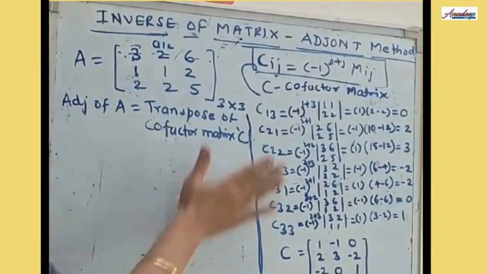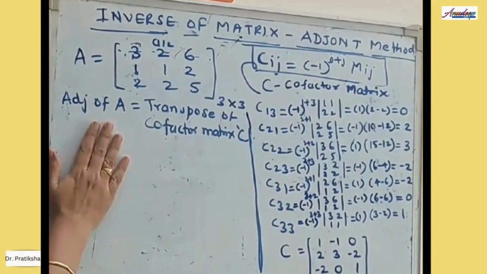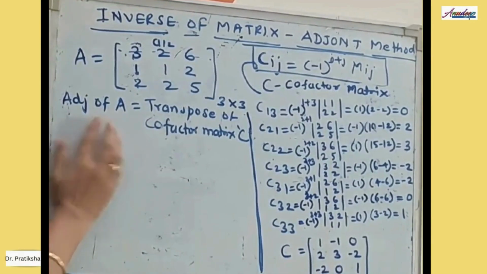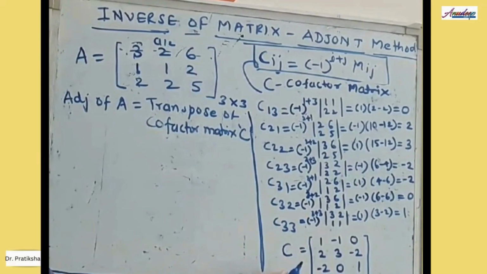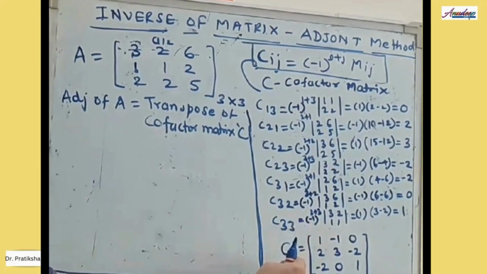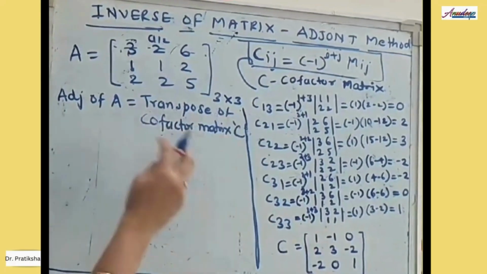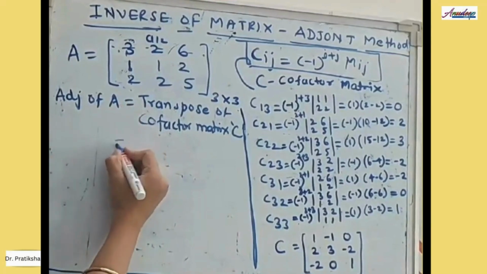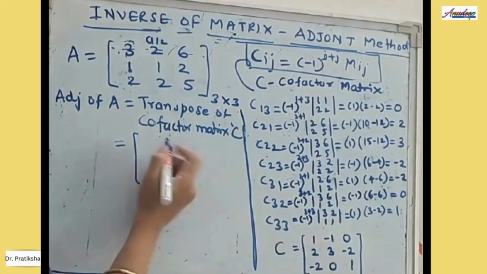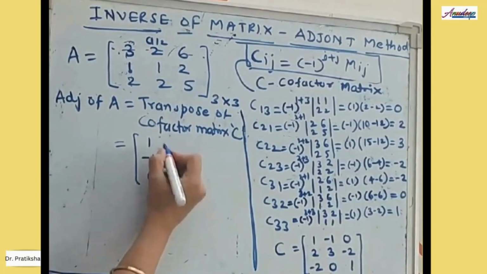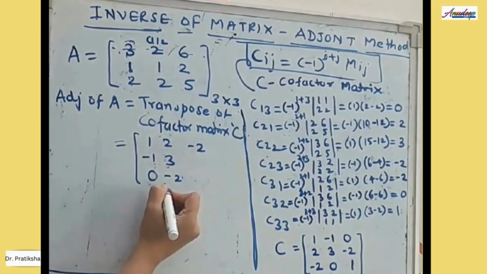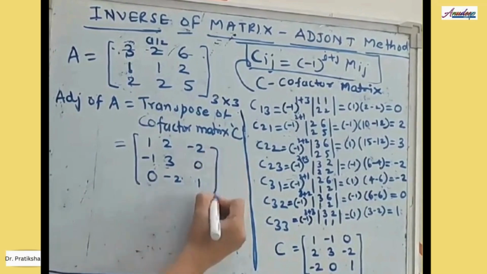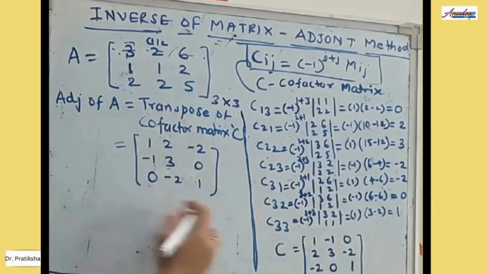So after calculating the cofactor matrix, we can find out the adjoint of A. It is equal to the transpose of the cofactor matrix. Whatever matrix we have obtained, if you interchange the rows with the columns, we will get its transpose. So to obtain the adjoint of A, let me take the transpose of C, which will be 1, 2, minus 2, minus 1, 3, 0, 0, minus 2, 1. I'm just writing the row elements as columns.